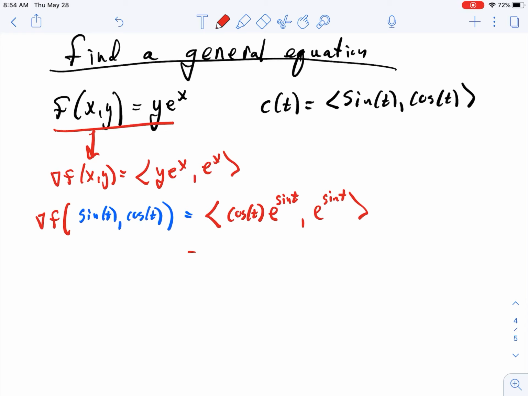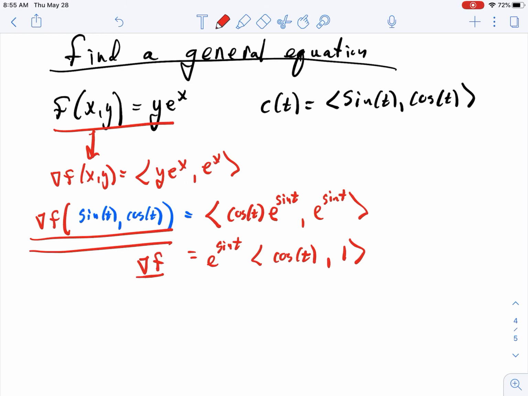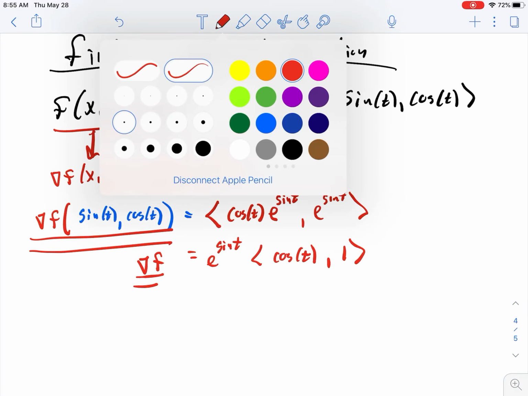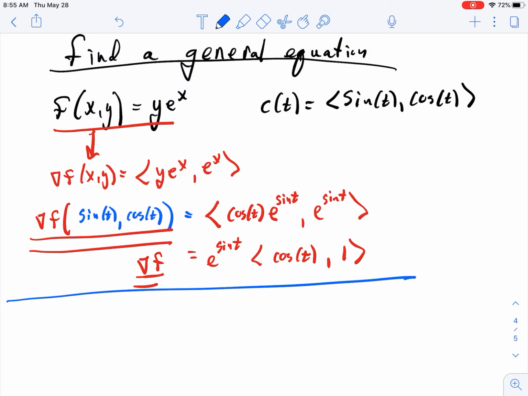Okay, now I can make life a little bit easier on this. Now I know there's a GCF, so I can factor out e to sine of t, and that would leave me just cosine of t, comma, 1. A little bit easier to work with. Okay. All right. So there is my gradient. Okay. My gradient of f. All right, now my directional derivative.